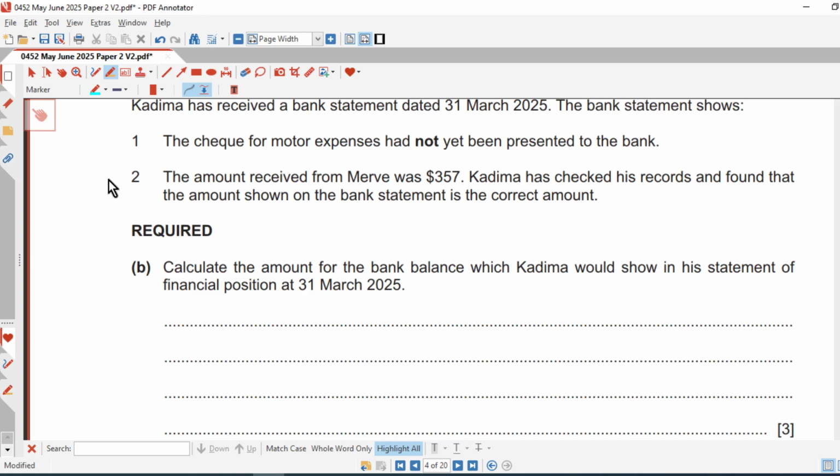It is a bit tricky. Some of you might get it wrong. I believe quite a number got it wrong. It's a tricky question, so let's dive into it.